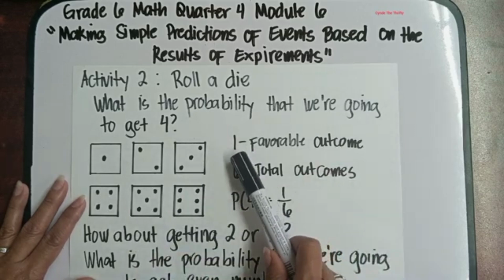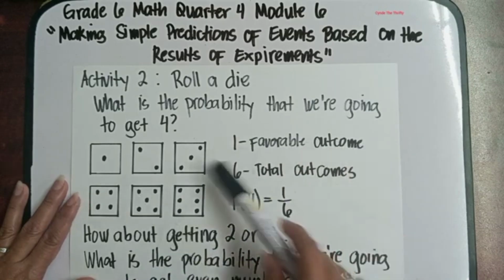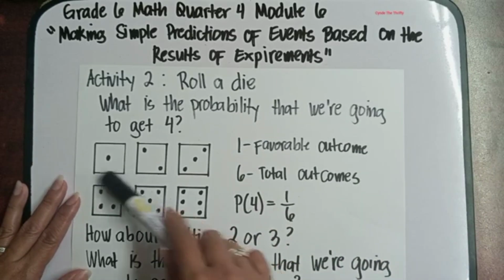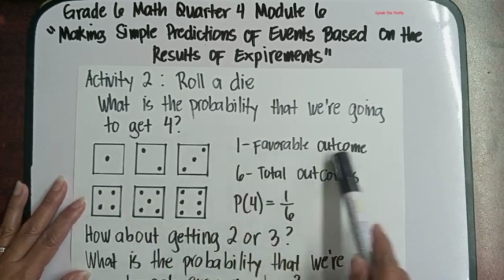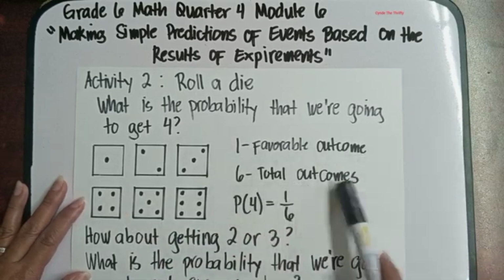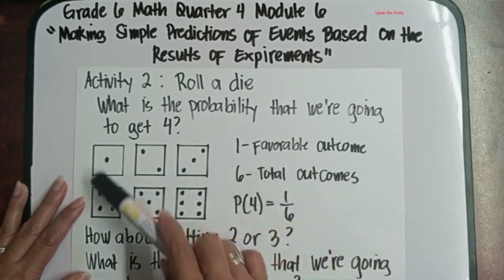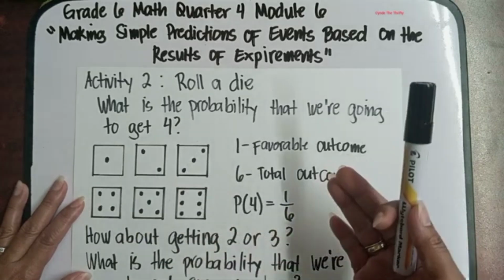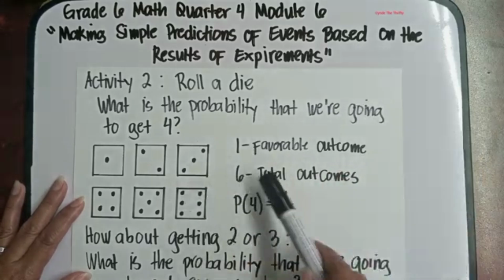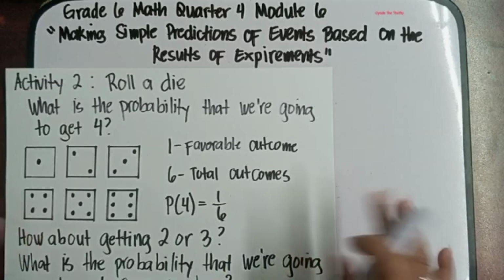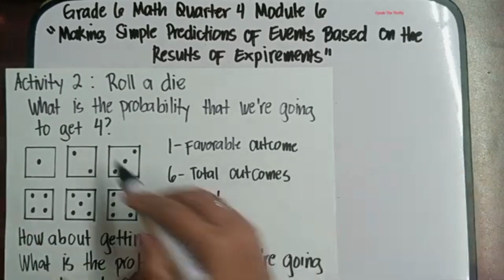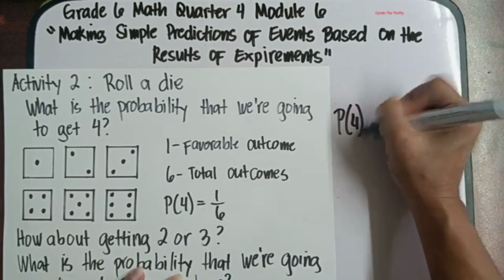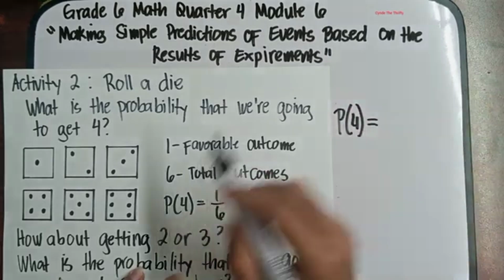So, meron tayo ditong 1 favorable outcome kasi 4 yung gusto nating makuha na sagot or yung ating favorable outcome. So, isa lang yung 4 natin, kaya 1 lang yung favorable outcome natin. And then, ang total outcomes natin is 6. Bakit? Kasi 6 ang pwede nating maging outcome. So, kaya 6 ang total outcomes natin. Doon, isolve natin kung ano kaya yung probability na makakuha tayo ng 4 sa pag-roll natin ng die. So, P4 or probability 4 is equal to favorable outcome.